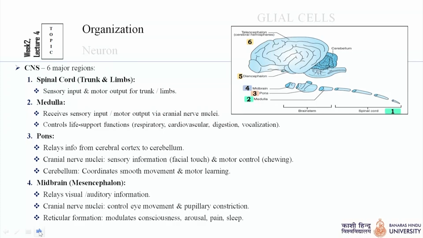The sensory inputs as well as the motor outputs conveyed from the trunk and limbs go through to the spinal cord, whereas for the face and neck, the sensory input and motor output is received and sends signals to the brainstem.